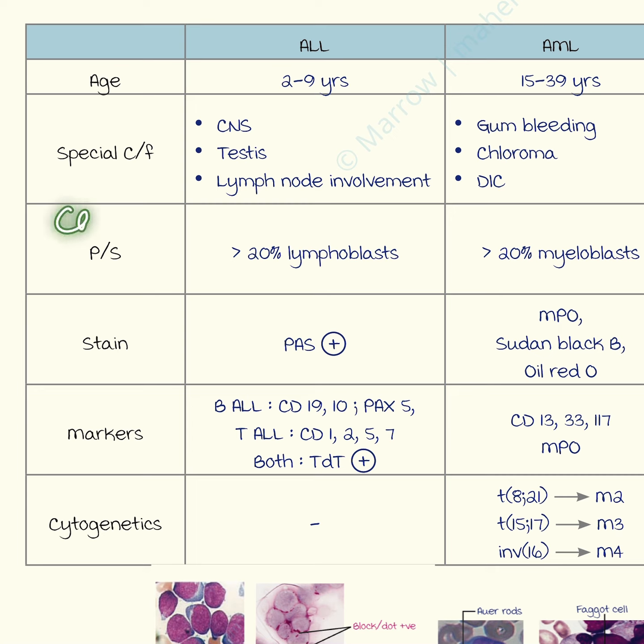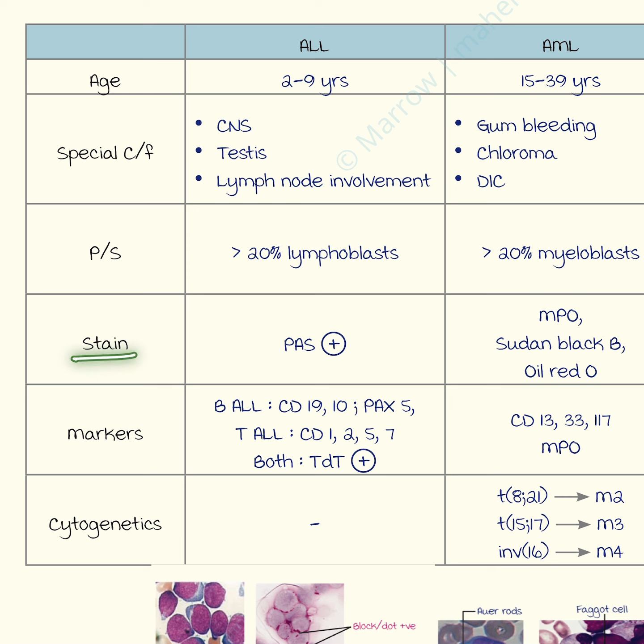In the CBC findings, the platelet count is decreased, RBCs are decreased, and the WBC will be normal, increased, or decreased. Mainly in the patient, blast cells are more than 20%. It presents as acute in both AML and ALL.